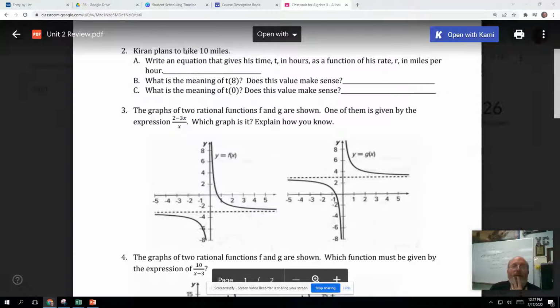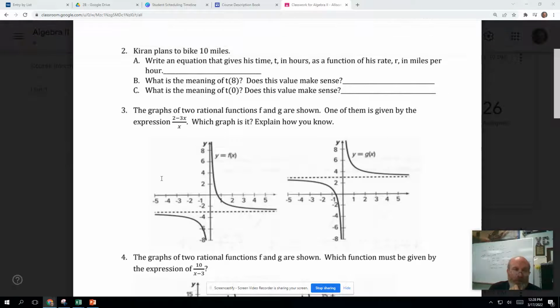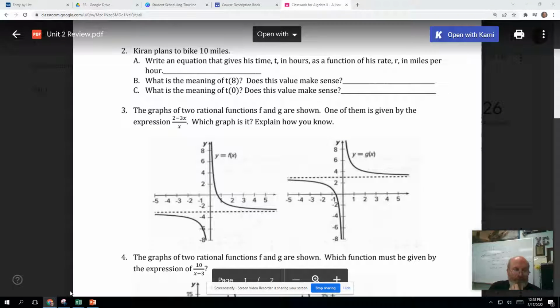Number 2. Guys, y'all are going to have to participate or be quiet, because if we're going to make videos of this, there's no reason for it to be a video if nobody can hear what's going on.